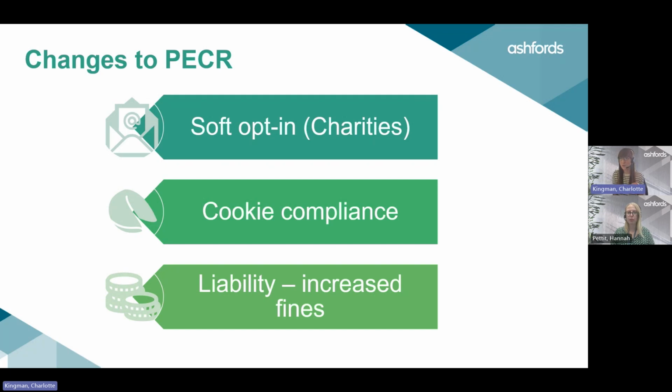This is relevant, as I've already mentioned, things like cookie compliance falls under PECA, but also marketing communications. So this is an area where if you are sending marketing communications, you do use cookies, do make sure that you are complying with the law, because the increased fines do mean that you are open to a larger financial penalty if you fall short of the regulations.